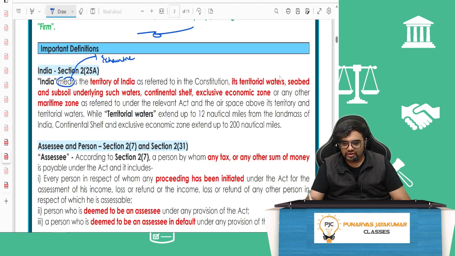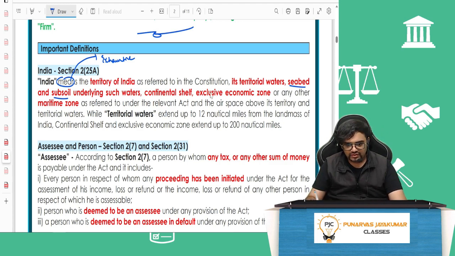Guys, these are all important definitions. Why? Think about it. Tomorrow when I have to do some mining, coal mining is on normal land, but oil mining, etc. is from the sea only. Deep down inside, when I am drilling it, others cannot come and say it is their country. So even the seabed and subsoil underlying such waters also belong to our country. Continental shelf.